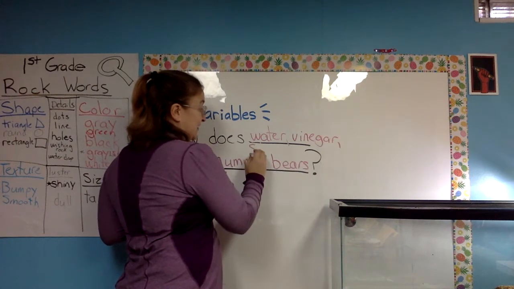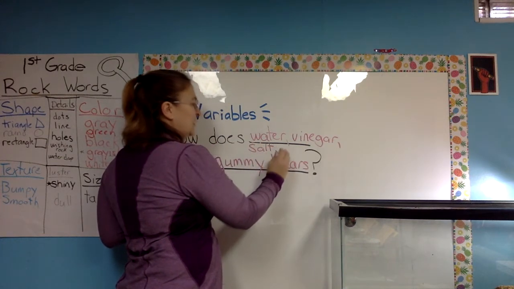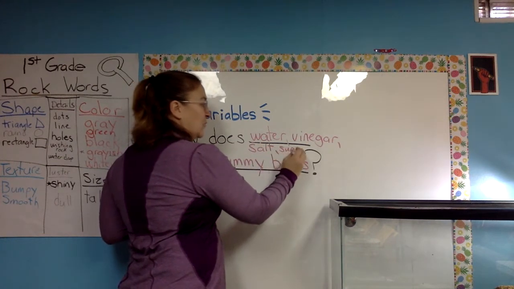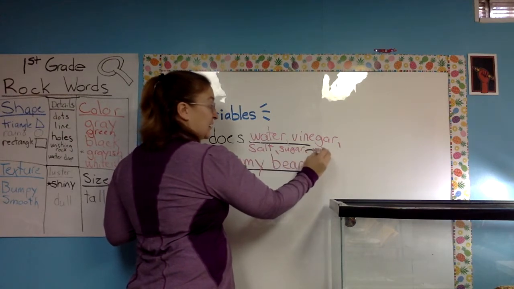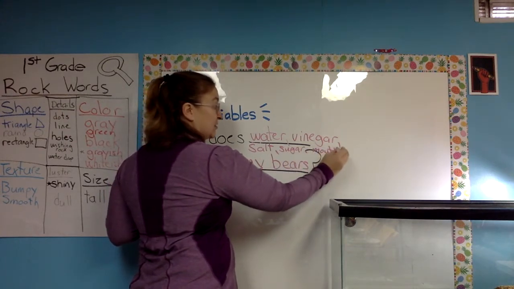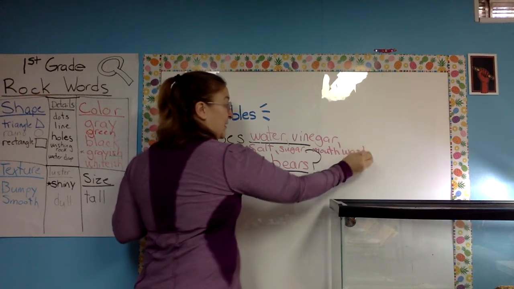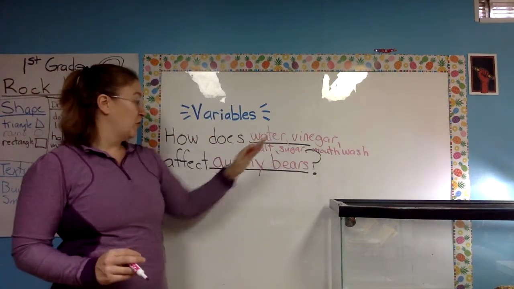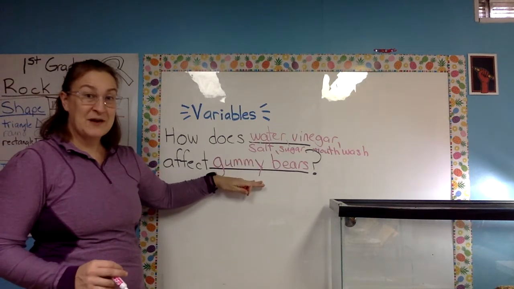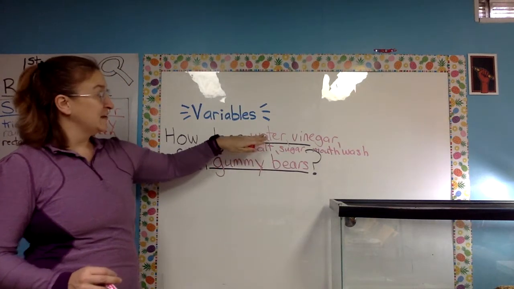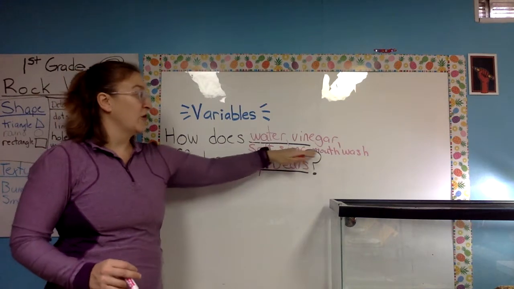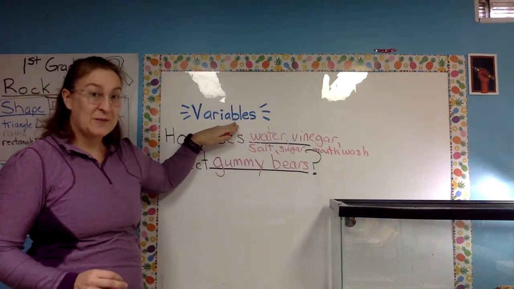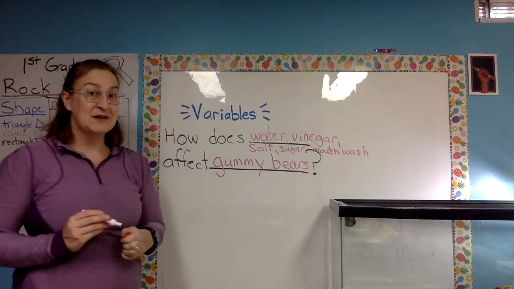We tested salt. We tested sugar. We tested mouthwash, and again, I had a stinky basement. And the big science question was, how do water, vinegar, salt, sugar, and mouthwash affect gummy bears? All of these things, water, vinegar, salt, sugar, and mouthwash, were the variables we tested in our science experiment.